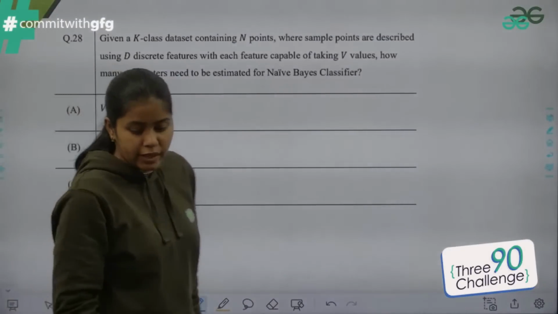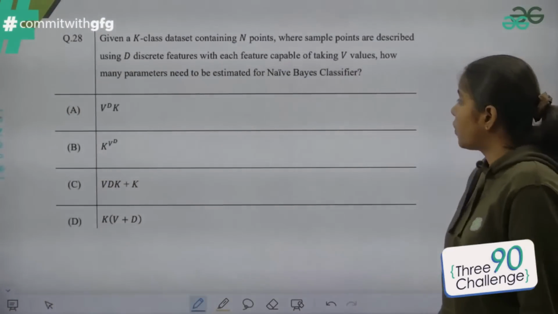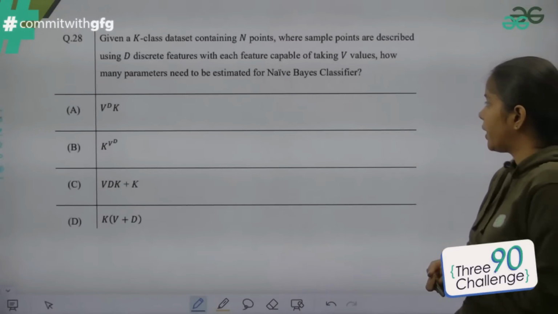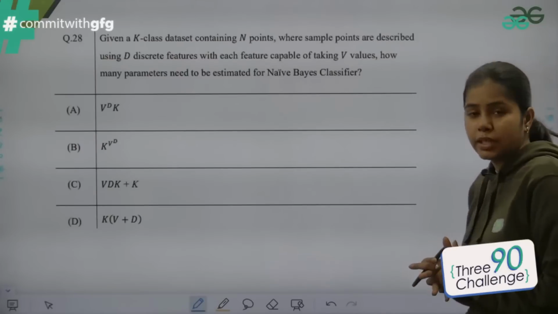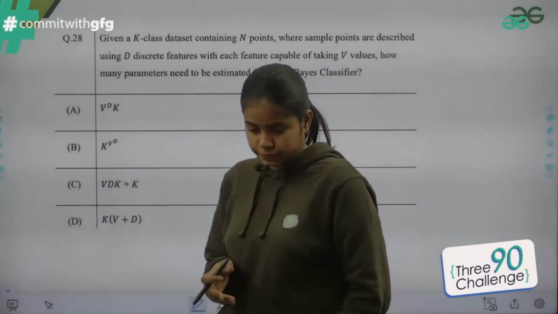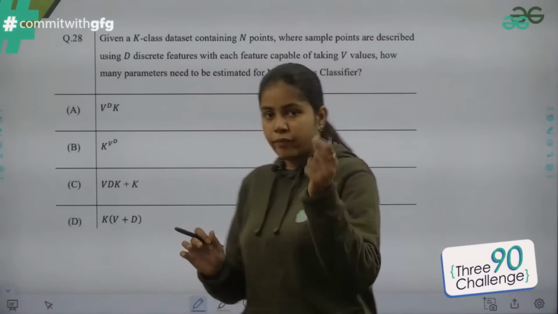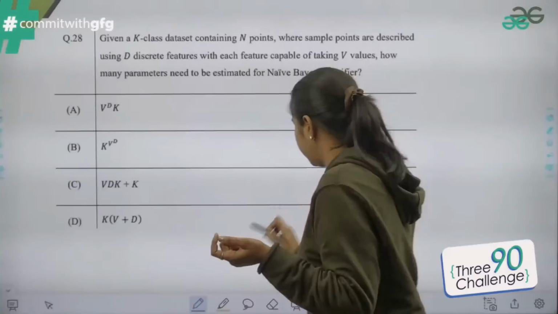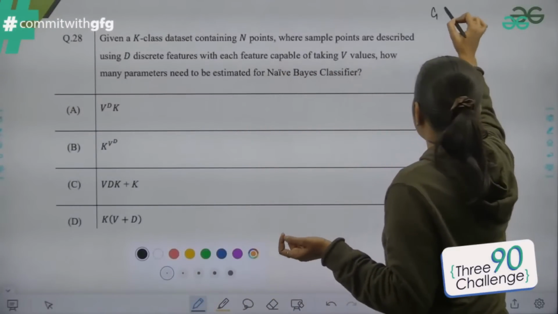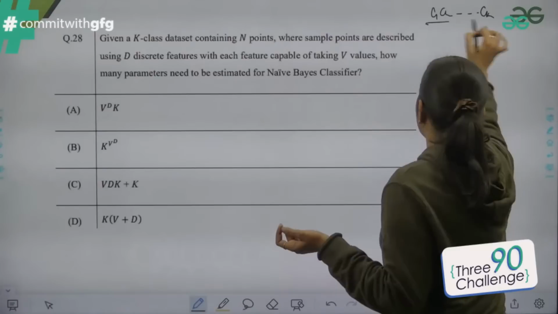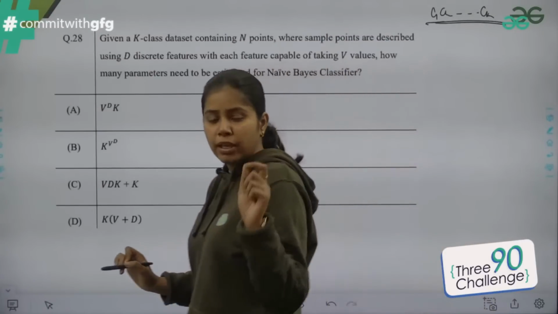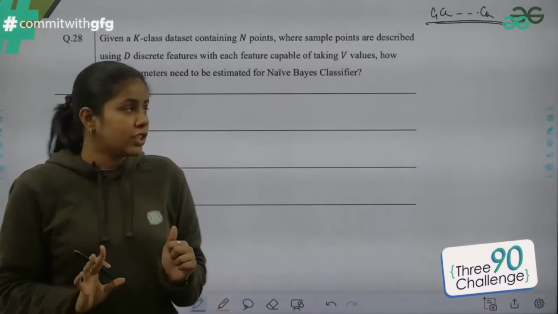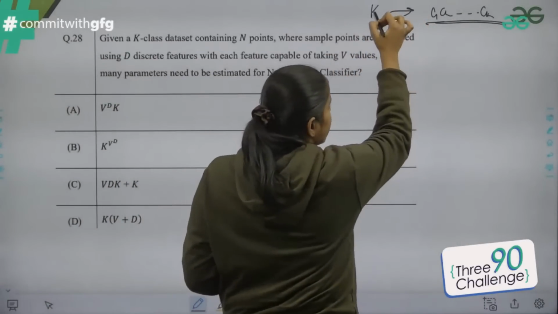Let's solve this. Given a K-class data set where sample points are described using discrete features, each feature capable of taking v values, how many parameters need to be estimated for a naive Bayes classifier? First of all, let's say we have classes C1, C2, up to CK. I have to find the probability of C1, probability of C2, probability of C3, up to probability of CK. I have to find the probability of each class, so that means K parameters I have to find here.